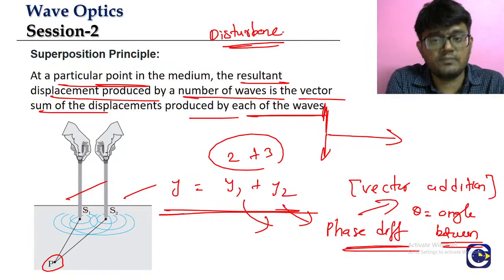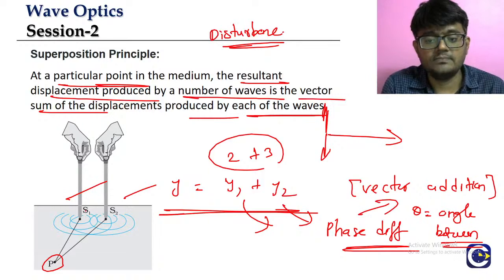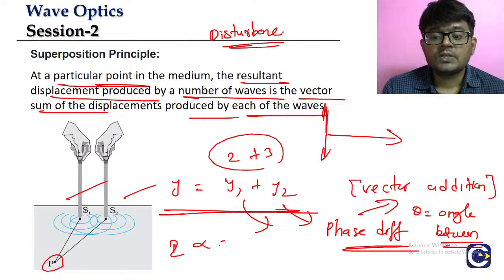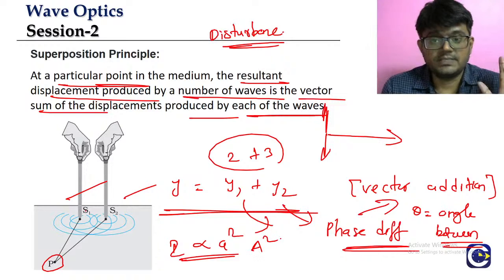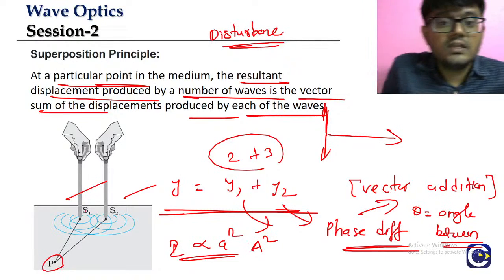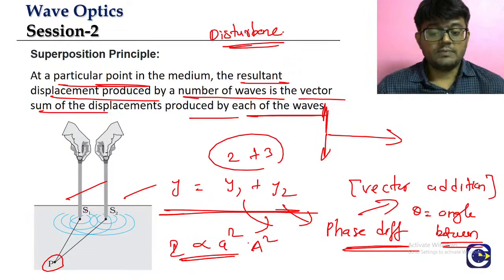It will be given by y1 plus y2. From there we will see how we can find out the amplitude of that overall wave and the intensity, etc. So here we need to keep one thing. Intensity of any wave will be proportional to what? Square of the amplitude. Either we will put small a or capital A, whichever it is. Intensity of any wave is proportional to what?